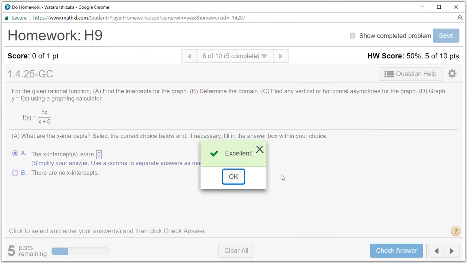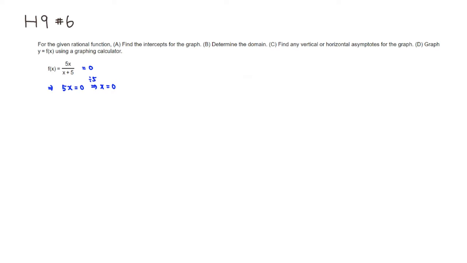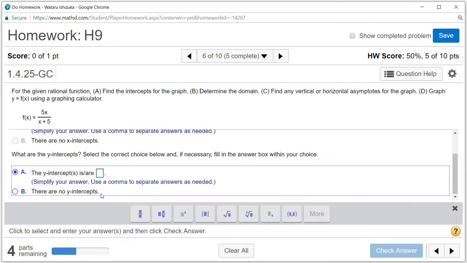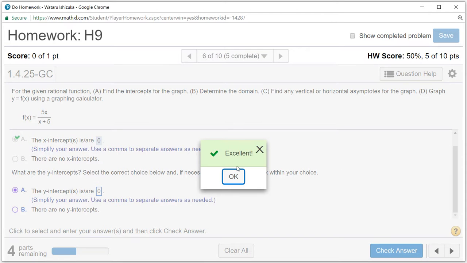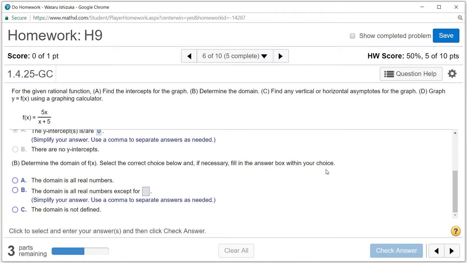Check the answer. We got that. And we want to find the y-intercept. The y-intercept is actually easier. We just have to plug in x equals 0. In this case, it's 0 over 5, so it's going to be 0. So the y-intercept is also 0. Then check the answer. We got that. Next one, and hit continue.